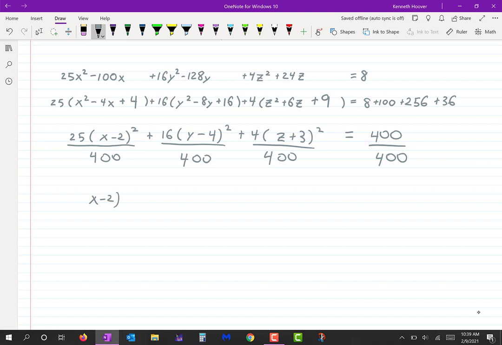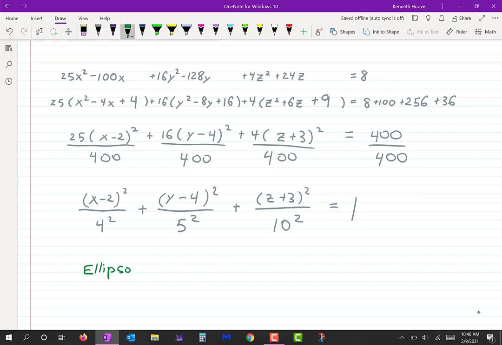And here's what you're going to end up with. (x minus 2) squared over 16 plus (y minus 4) squared over 25 plus (z plus 3) squared over 100 equals 1. So we have an ellipsoid with center, and now you can see the center. Look, x minus 2 means the x coordinate of the center is 2. y minus 4 means the y coordinate of the center is 4. And z plus 3 means the z coordinate of the center is minus 3. So there's the center. Okay?